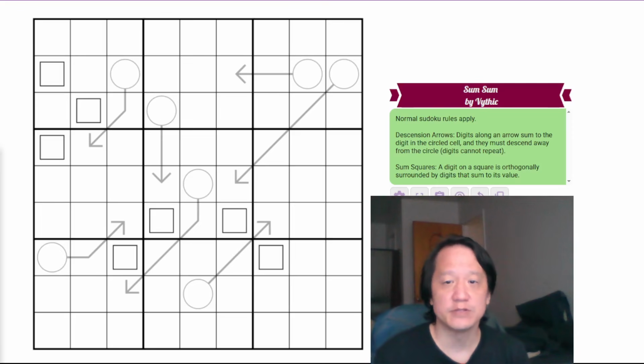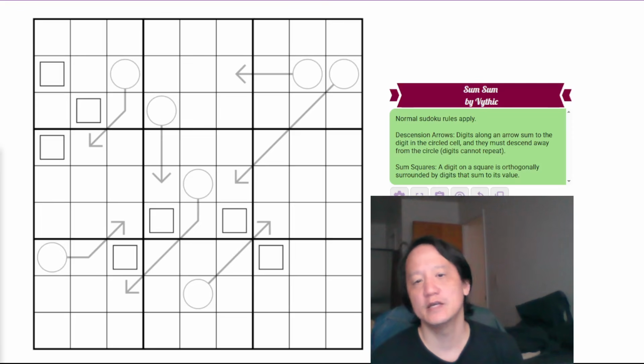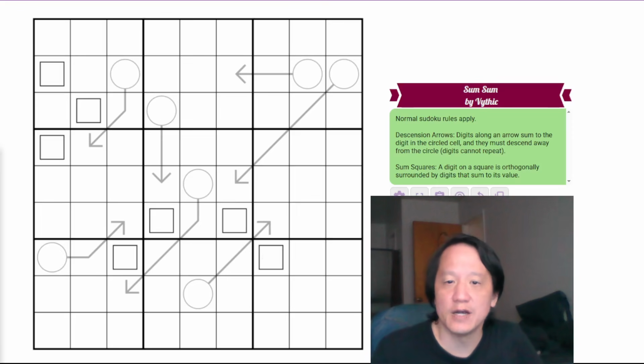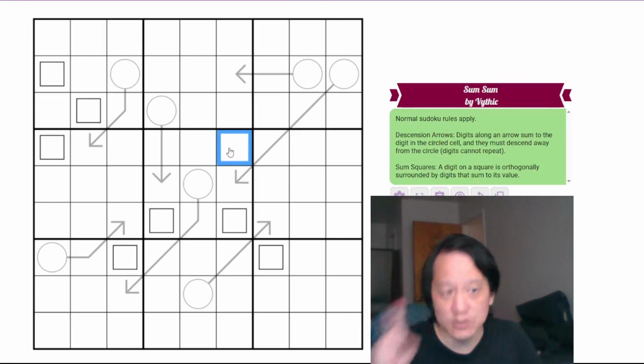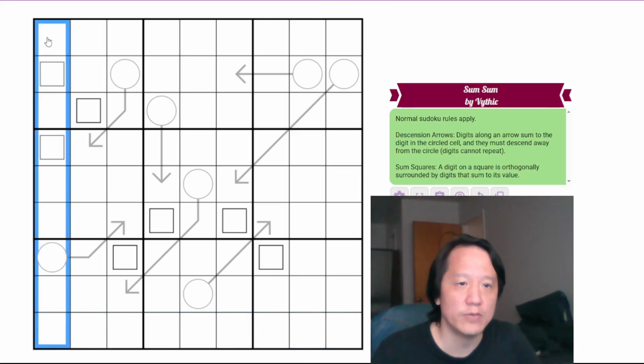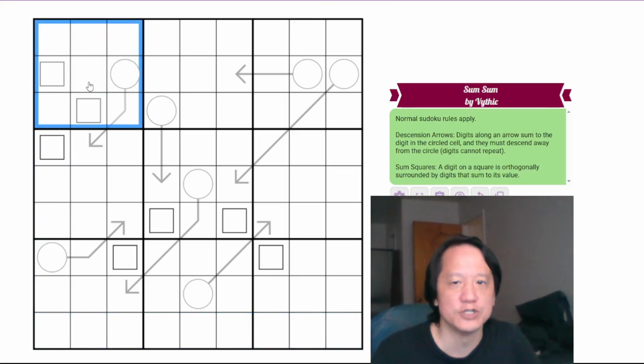Today's very easy puzzle is called Sum Sum by Vithik, and here are the rules. Normal Sudoku rules apply, which means in every cell in the grid, place a single digit from 1 through 9 such that there are no repeats in any row, column, or designated 9-cell region.